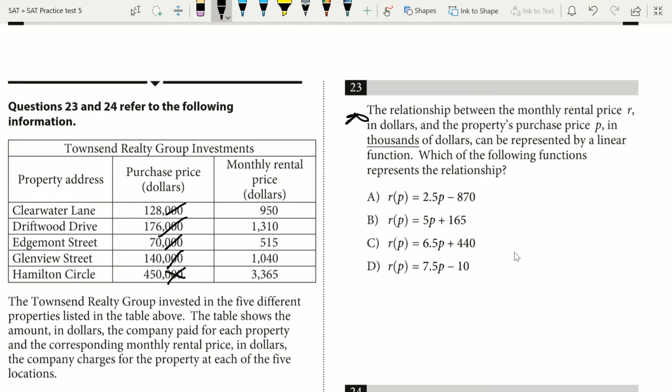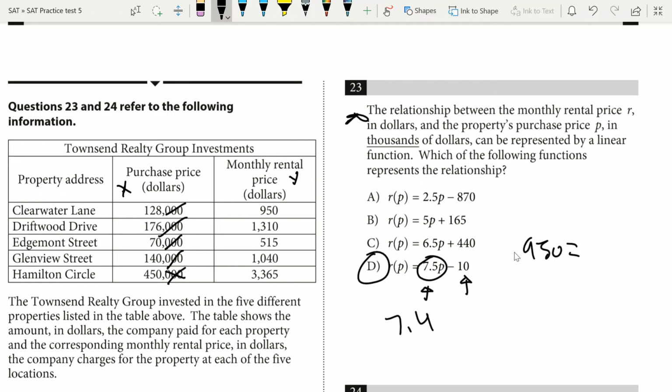Now when I do that, I see I have to find the slope. My slope is going to be my rise over run, or my y value, which is R, over my x value, P. My increase in y over my increase in x. I'm just going to pick one and use it. So I'll pick that 950, that Clearwater Lane, and divide it by that 128 to get my slope. When I do that, I get 7.4, which is closest to 7.5. So I'm looking at D as my answer choice, and I check that to make sure my y-intercept doesn't mess with it real quick. So I put in 950 should equal 7.5 times 128, and 7.5 times 128 is equal to 960.